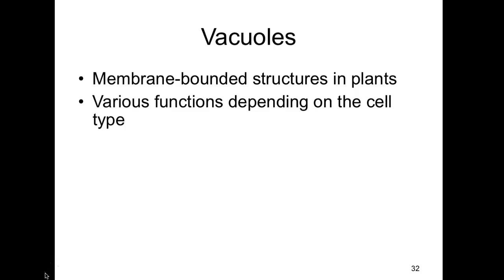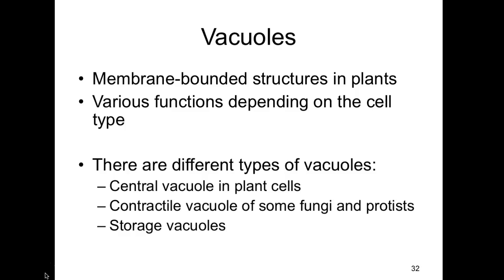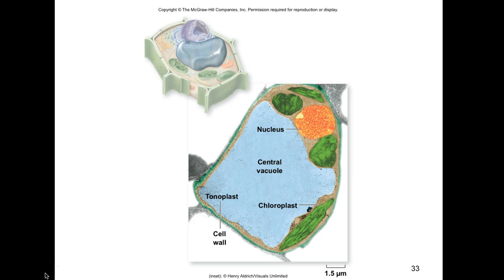Vacuoles themselves are membrane-bound structures in plants. They have various functions depending on the type of cell involved. There are different types of vacuoles. The one that you are commonly familiar with is the central vacuole found in plant cells. The central vacuole itself is surrounded by a membrane called the tonoplast, and it's going to store things. There are also contractile vacuoles that help osmoregulate in protists, also found in some fungi, and you have storage vacuoles.